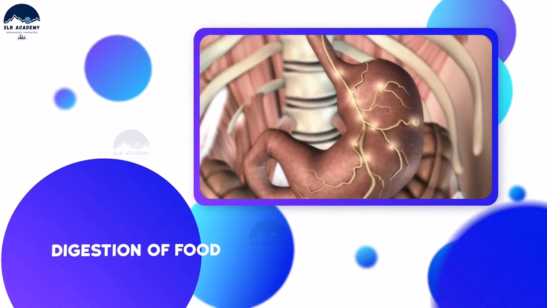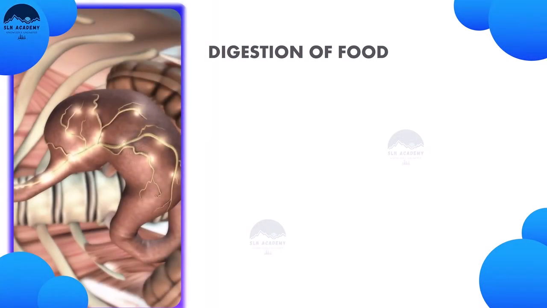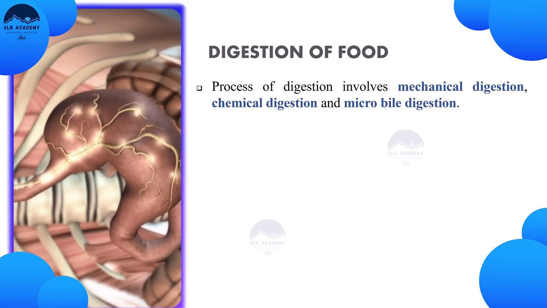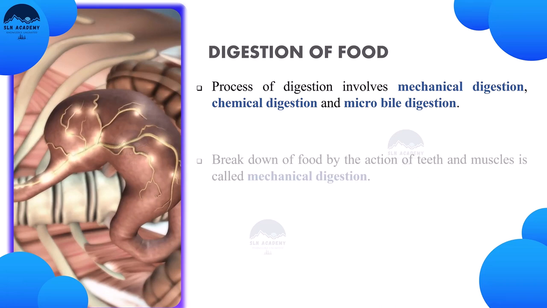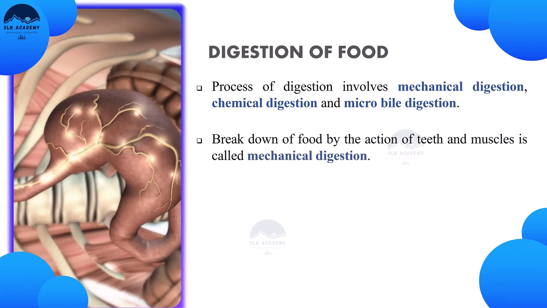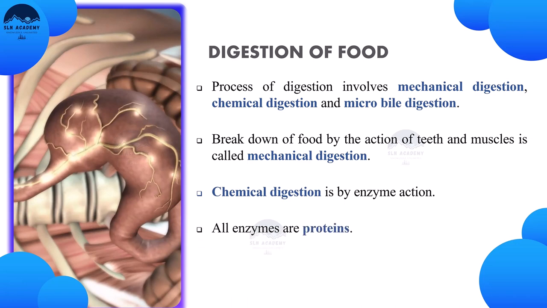Process of digestion involves mechanical digestion, chemical digestion, and microbial digestion. Breaking down of food by the action of teeth and muscles is called mechanical digestion. Chemical digestion is by enzyme action. All enzymes are proteins. All digestive enzymes are hydrolytic.